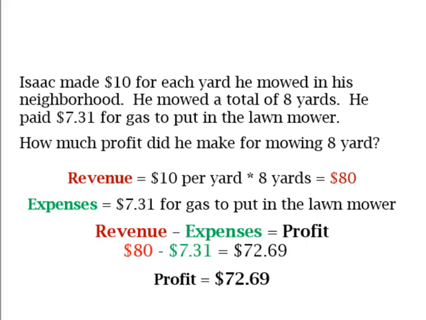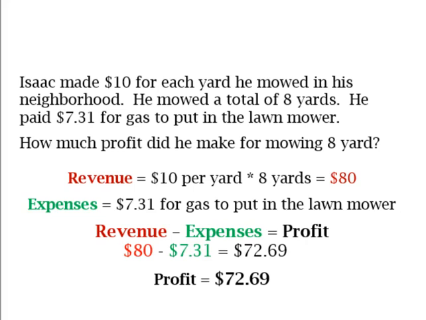All right, let's look at our problem. So again, we know that the revenue is how much money a person makes. And just to say it again, this is something that is in the review section and also the guided practice section of the Getting Ready for 5th Grade Math Money and Graphs workbook. We know that the revenue is how much a person makes. So for each yard, Isaac made $10. He mowed 8 yards, so 10 times 8 is equal to 80. Isaac made $80. That's his revenue.